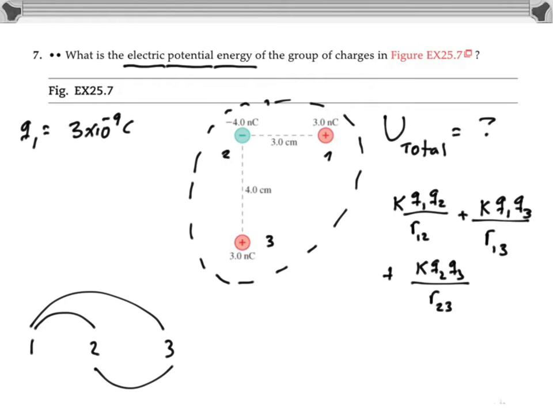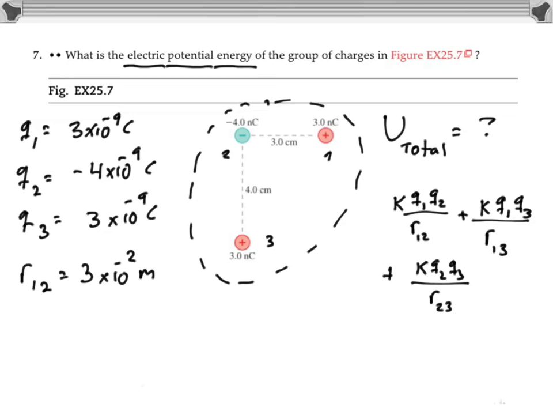All right, so what are the numbers that we're going to be plugging in? For Q1, we're going to plug in 3 times 10 to the minus 9 coulombs, because that is 3 nanocoulombs. For Q2, we're going to plug in minus 4 times 10 to the minus 9 coulombs. And for charge 3, we're going to plug in 3 times 10 to the minus 9 coulombs. The distance between 1 and 2 is 3 centimeters. Remember that we have to use MKS units, International System units. So we're not going to plug in 3, we're going to plug in 3 times 10 to the minus 2 meters, because every centimeter is 10 to the minus 2 meters.